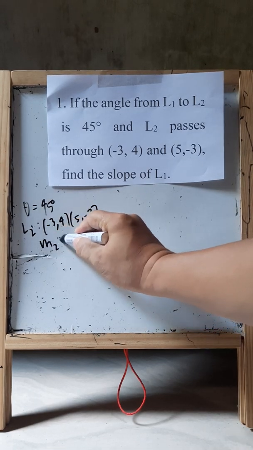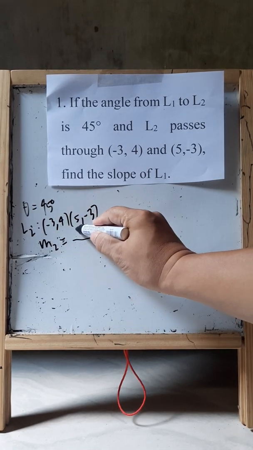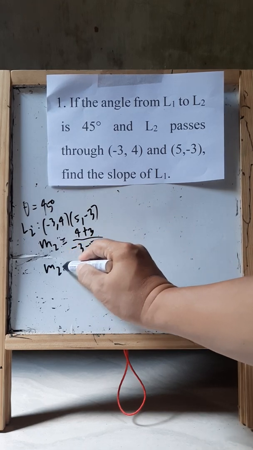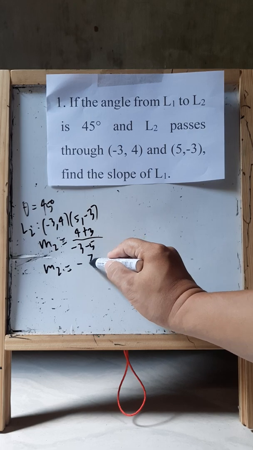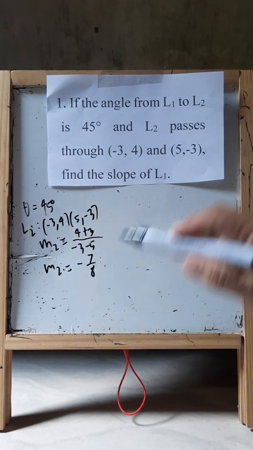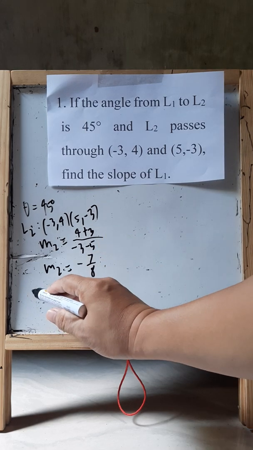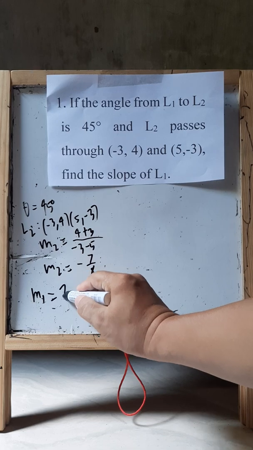So what is the slope of line 2? We have 4 plus 3 over negative 3 minus 5, which is negative 7 over 8. Right? Negative 7 over 8 is the slope of line 2. So the question is, what is the slope of line 1 here?